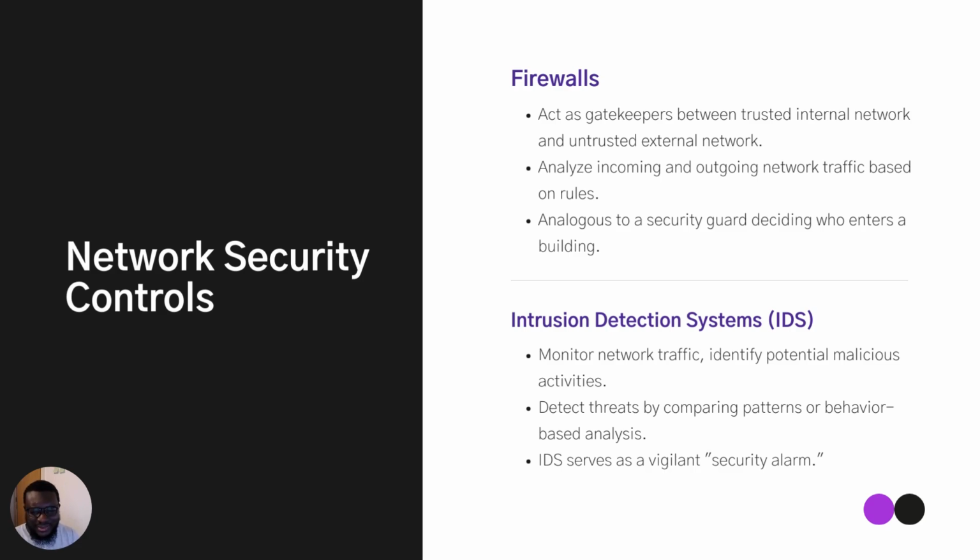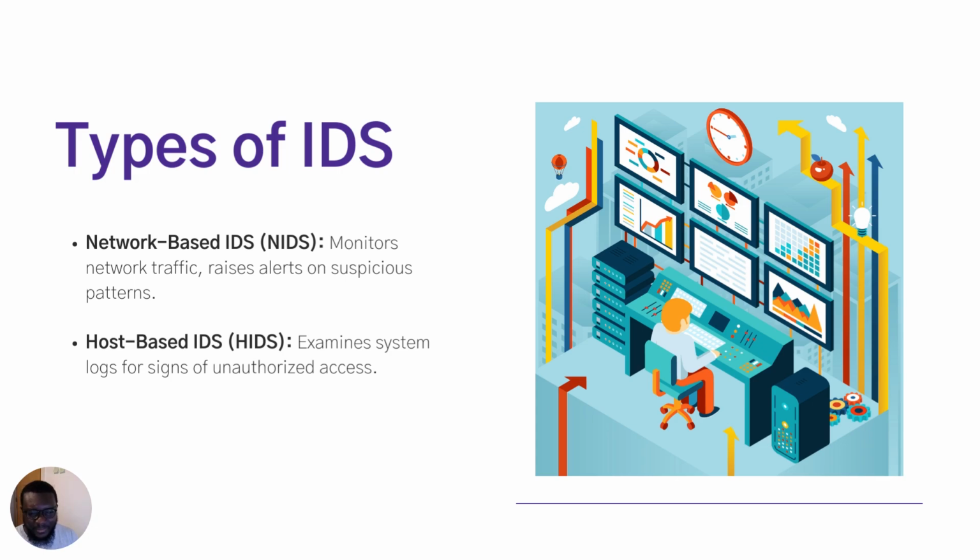An intrusion detection system, or IDS, monitors network traffic and identifies potentially malicious activities. Threats are detected either by comparing patterns or by behavior-based analysis. It serves as a kind of security alarm that will raise an alert when an intrusion is detected. It can either be network-based, meaning it monitors network traffic and raises alerts on suspicious patterns, or host-based, meaning it sits on a host, a device, whether it's your personal computing devices or servers.